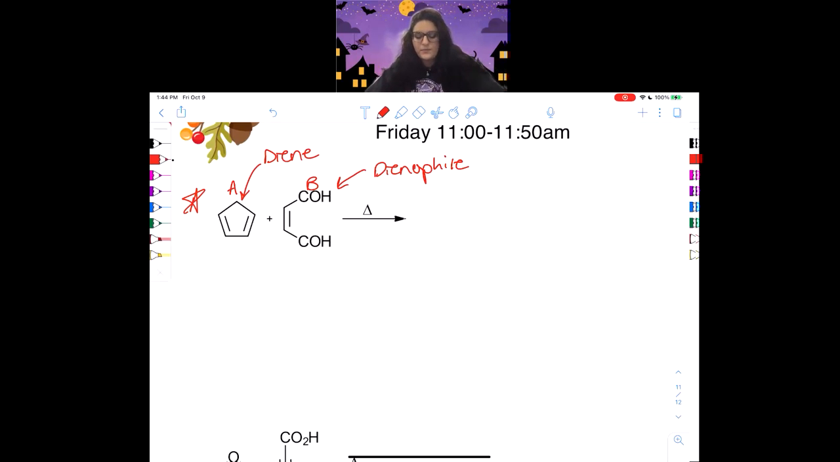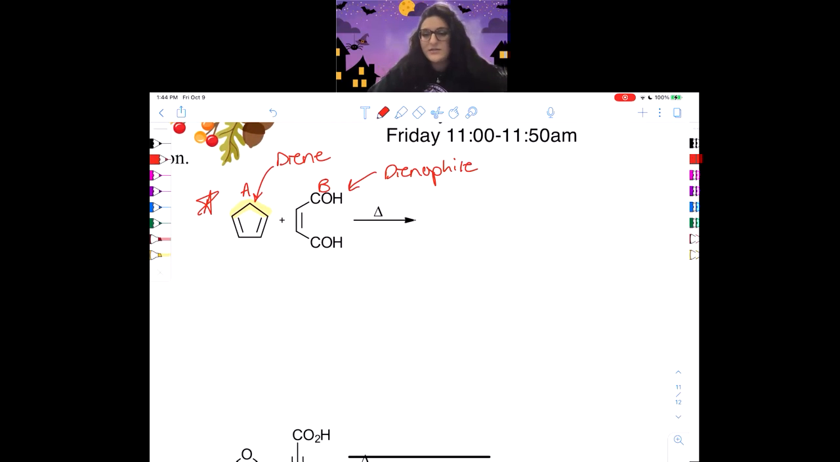Next thing, we're going to look at donating versus withdrawing groups. Does the diene have any groups attached to it? Ooh, we got a 50-50 again, and this one is a trick question. I'm very impressed that some people said yes. This actually counts as an R group, right? Because it's attached to the double bonds. So this is a weak donating group. I'm just going to write in a different color, electron donating group.